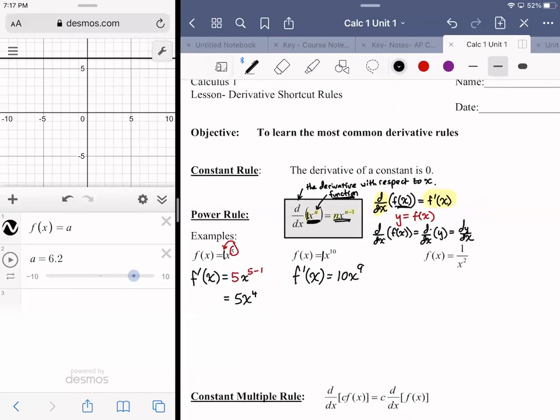For the next one, it says f of x is equal to 1 over x squared. It doesn't fit the model quite as well as the other ones. However, if I rewrite this as f of x is equal to x to the negative second, now it fits the model. So you could have negative exponents. So understood coefficient of 1, multiply the power by that coefficient. So f prime of x, negative 2x, reduce your exponent by 1. So negative 2x to the negative third.